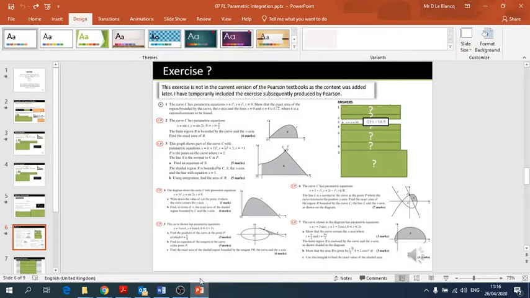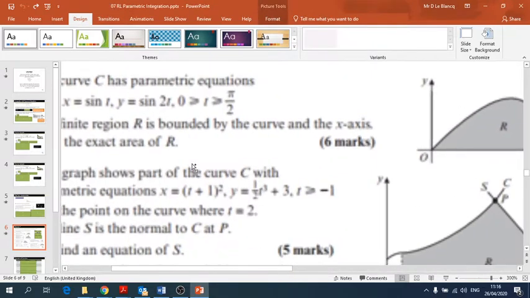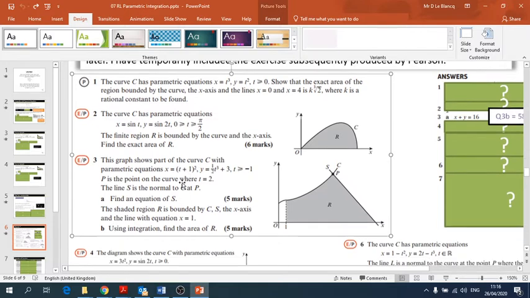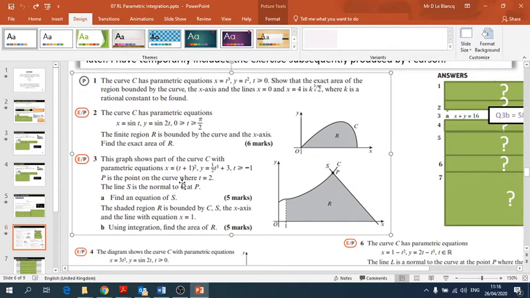Okay, this is a quick explanation video on question 3, as part of the integrating parametric equations. So let's quickly read through the question to remind ourselves what it is, and then I'm going to go through my solution as a quick explanation, and talk through.